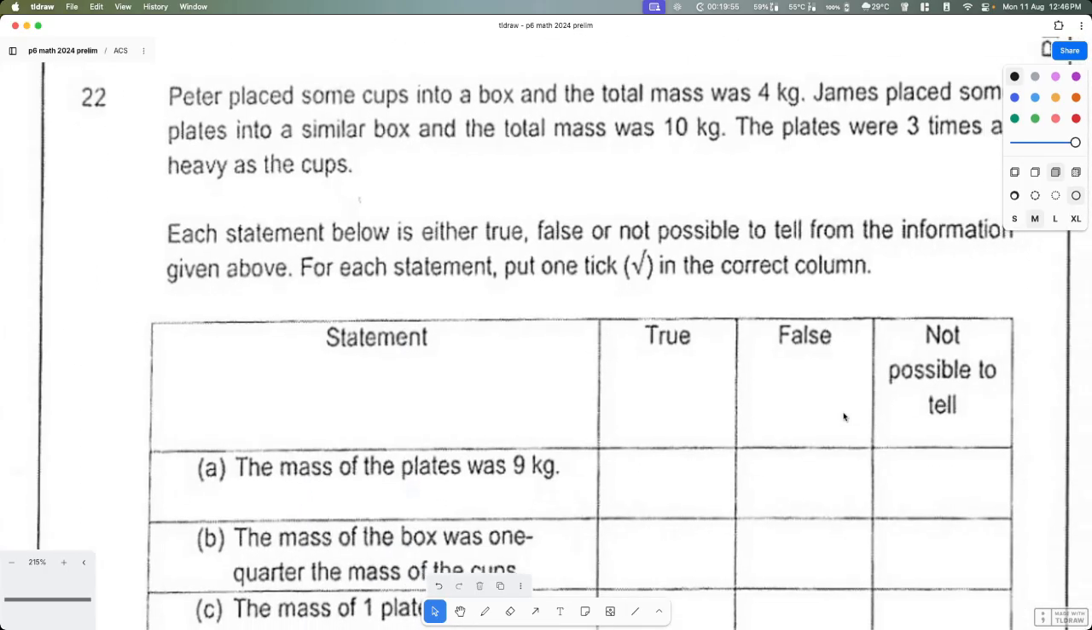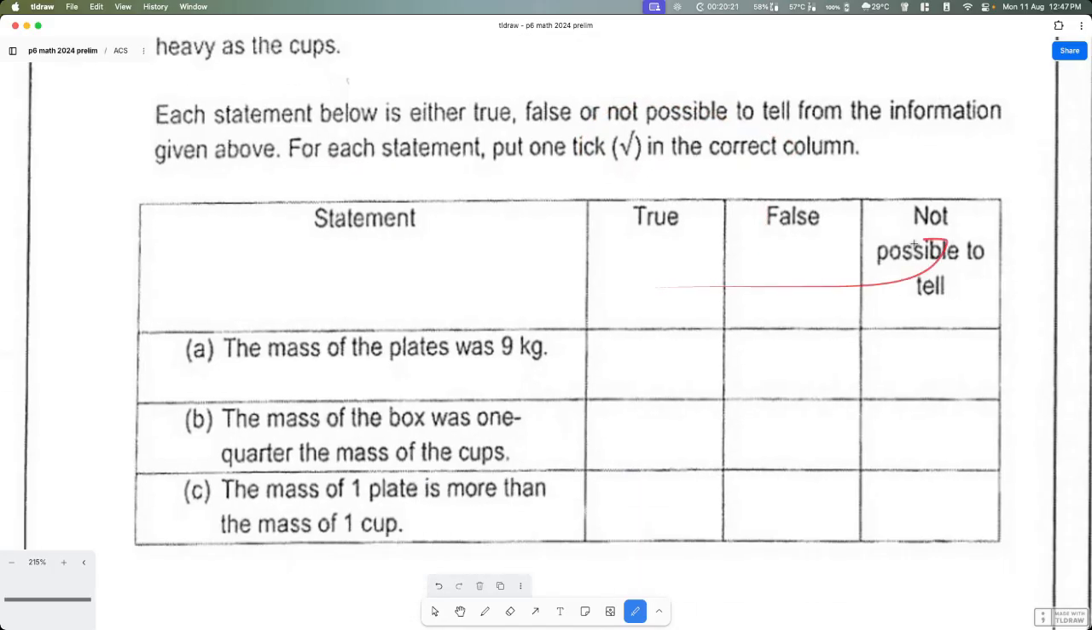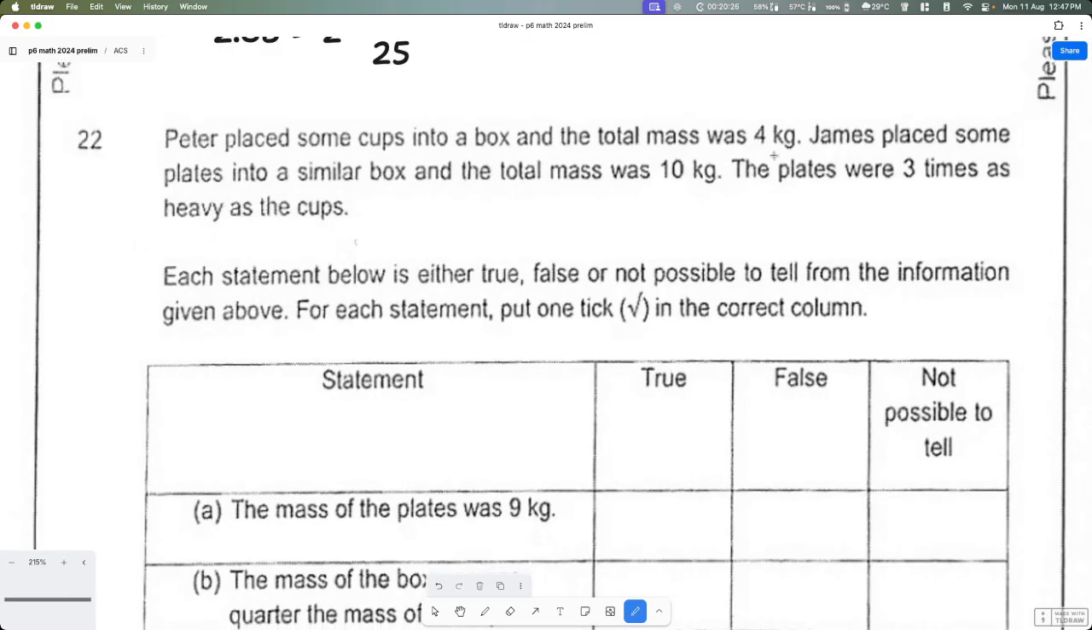Okay, let's move on to question 22. Peter placed some cups into a box and the total mass was 4 kg. James placed some plates into a similar box and the total mass was 10 kg. The plates were 3 times as heavy as the cups. Each statement below is either true, false, or not possible to tell from the information given. For each statement, put one tick in the correct column: true, false, and not possible to tell. So we don't know how many plates.